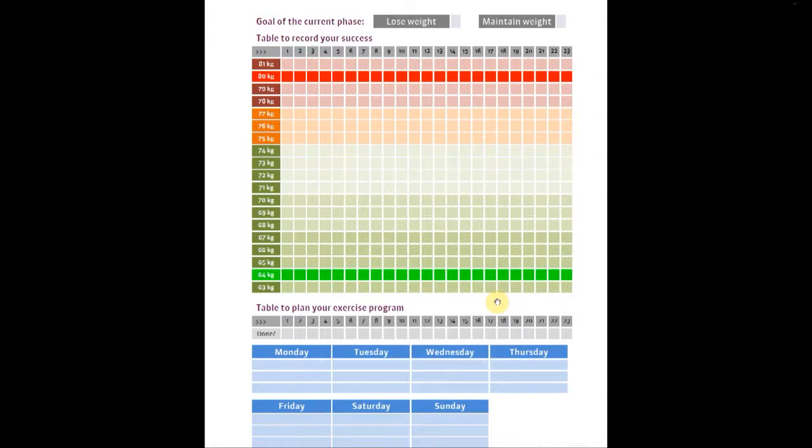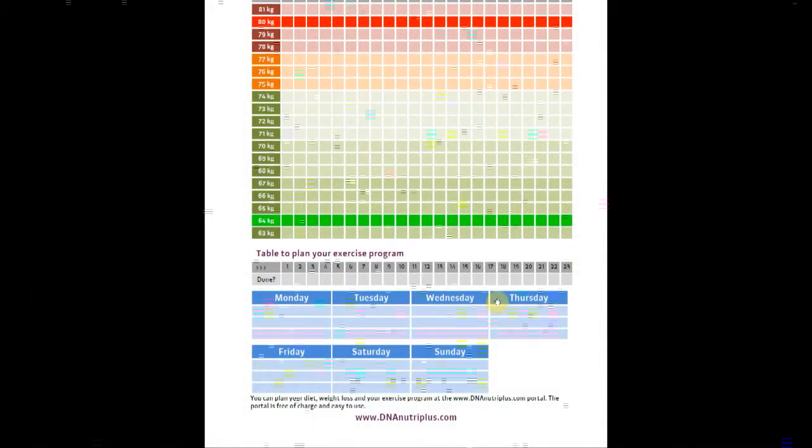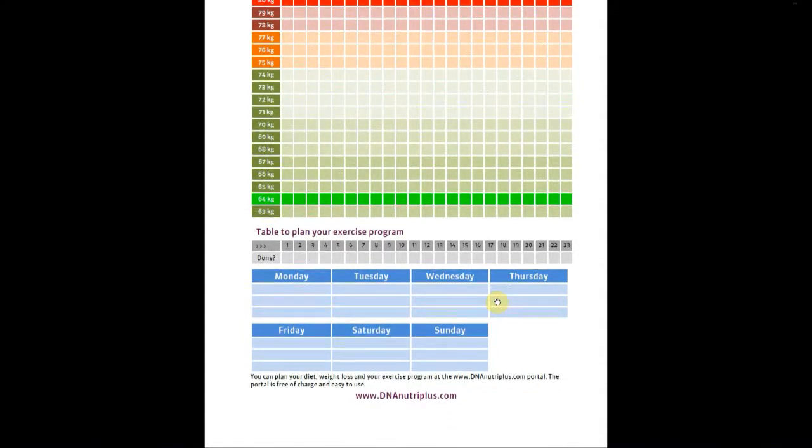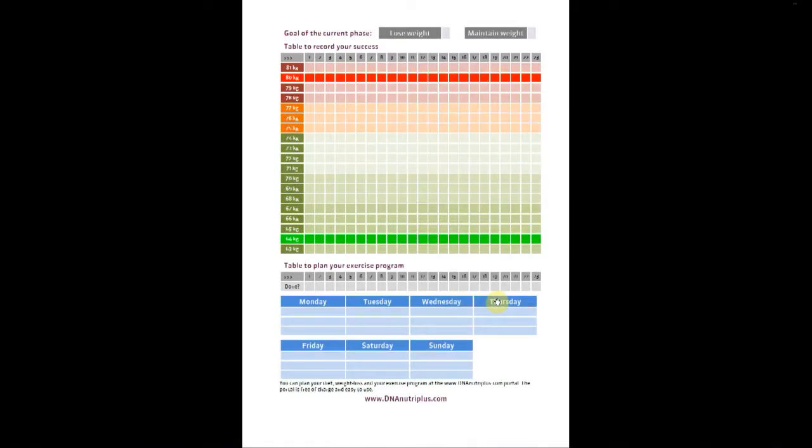So what you do is you decide yourself how often you want to measure, once a week or every 2 days, and then you just put a cross here where you are. And this will make it very beautiful for you to track how you lose weight and when you've reached your goal. This is going to motivate you. It's going to keep your sights on the goal, and it's very important. And this down here you can use to track your exercise programs: on Monday, squash, on Wednesday, jogging for 20 minutes and so on. And again, if you go to DNAnutriplus.com, you can do all of this tracking and all of this planning automatically on the website.